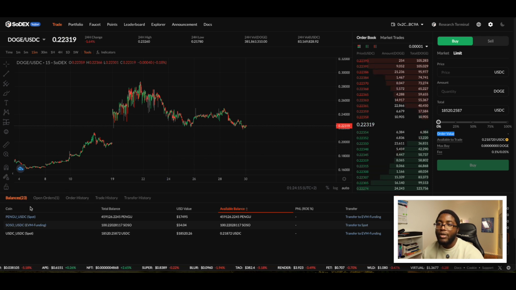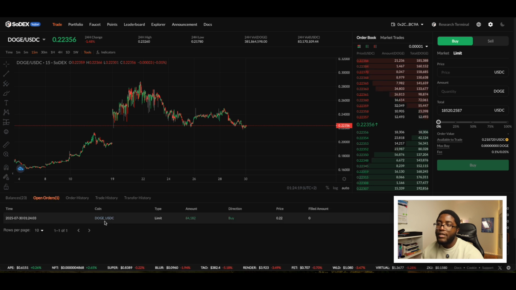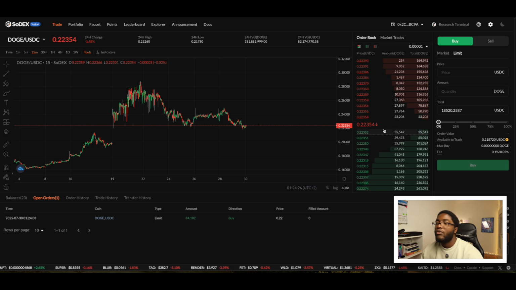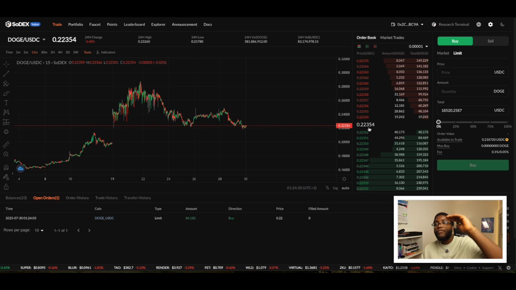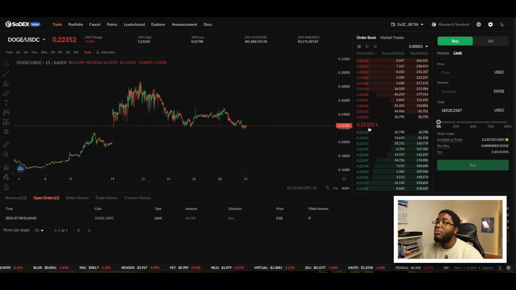Now, if you look over here, we have balances and open orders. The order is open for 0.22, okay? It's currently at 0.2235, so it will not pick it. Even if it goes higher than this, it still will not pick it. It has to come first to 0.22 before it takes my order. So that is very important about limit.